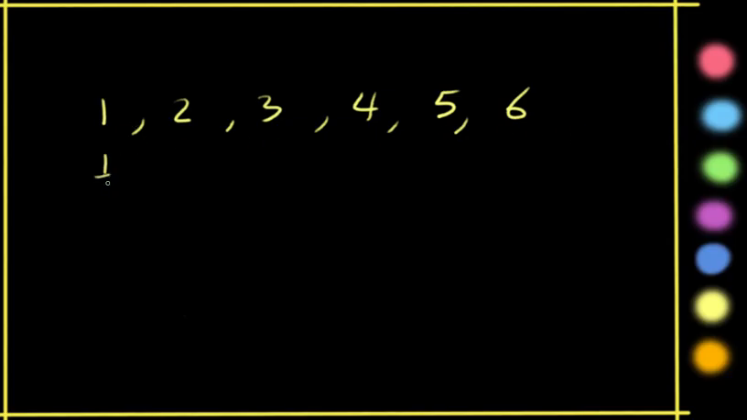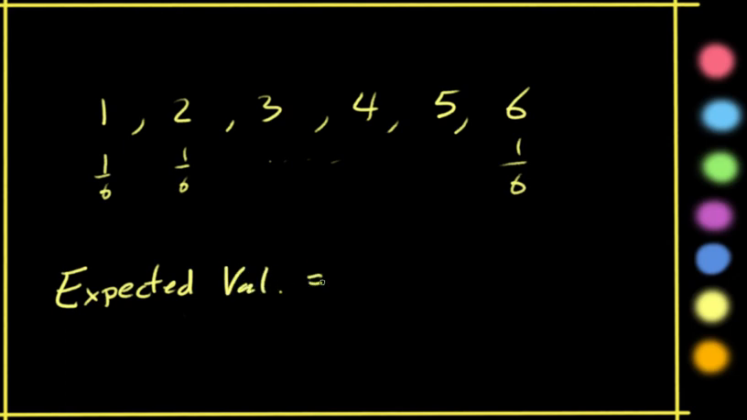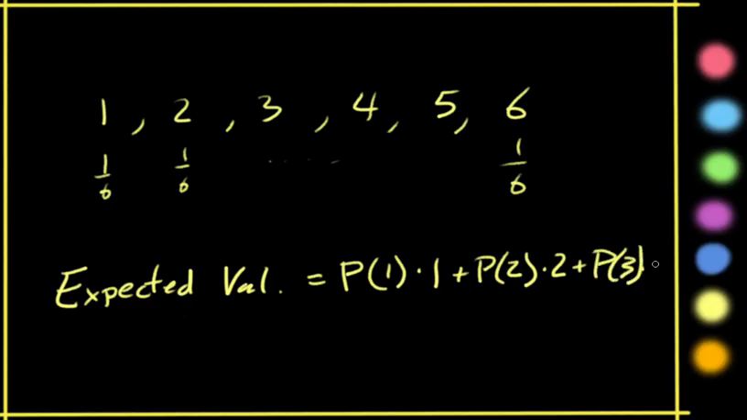So there's a 1/6 chance that you'll get a 1, there's a 1/6 chance that you'll get a 2, and so on, 1/6 chance for each one. And in order to compute the expected value, I'm just going to abbreviate it as val, that's going to be equal to the probability of getting a 1 times 1, plus the probability of getting a 2 times 2, plus the probability of getting a 3 times 3, and so on, all the way up to the probability of getting a 6 times 6.